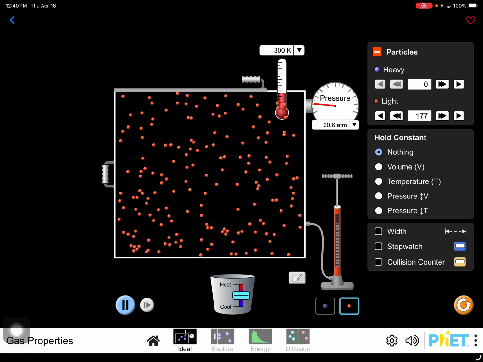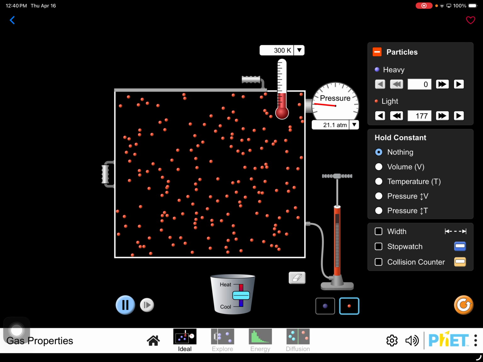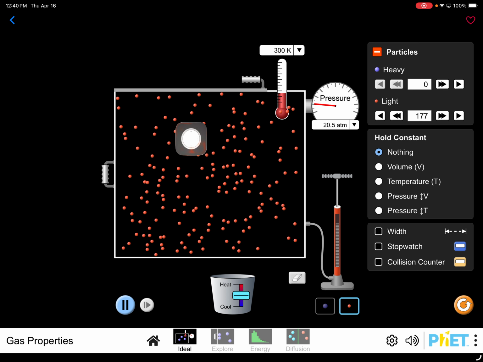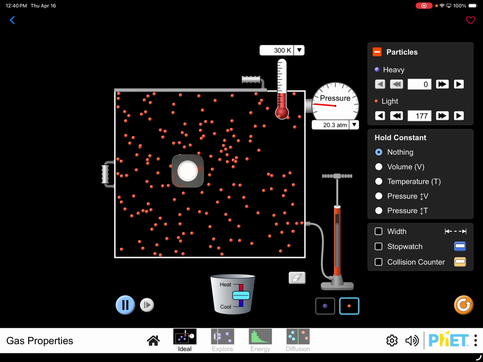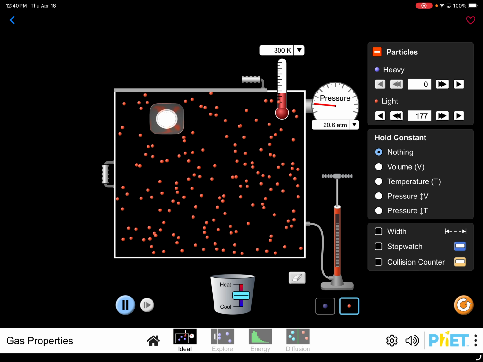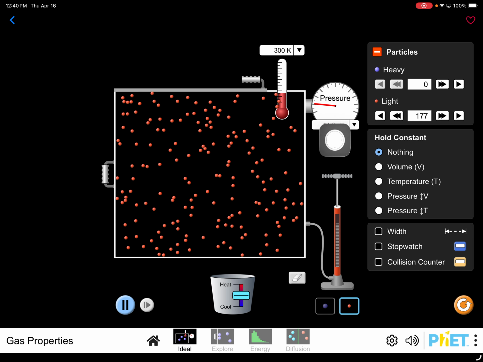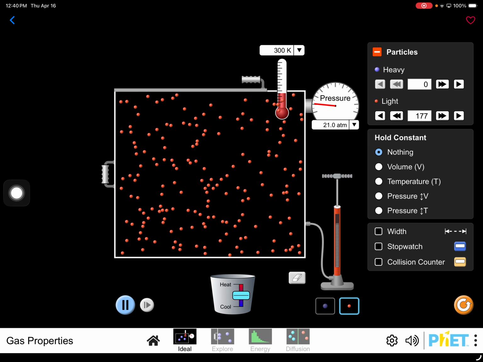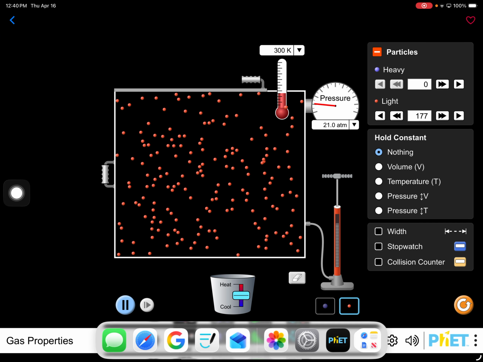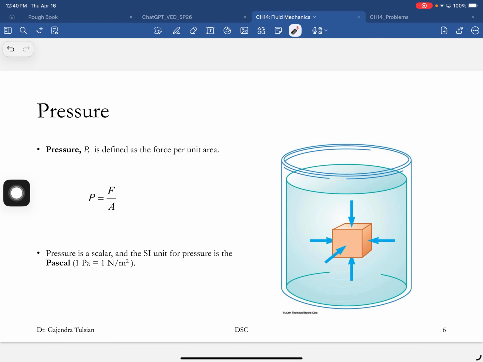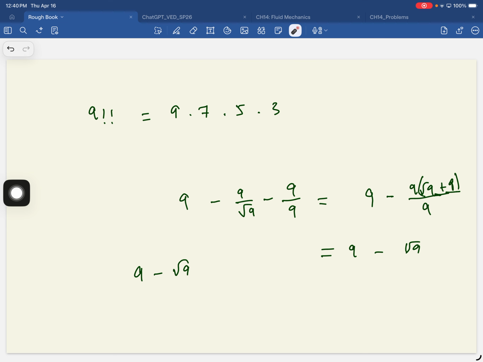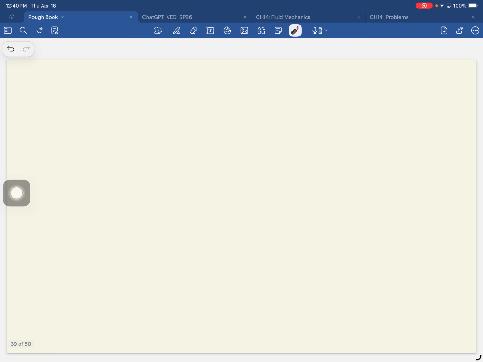All right, so here's an ideal gas, and you can see that these air molecules are bouncing off the walls, and the pressure they're exerting is about 20 atmospheres. You guys know 1 atmosphere. So you'll see all these units.